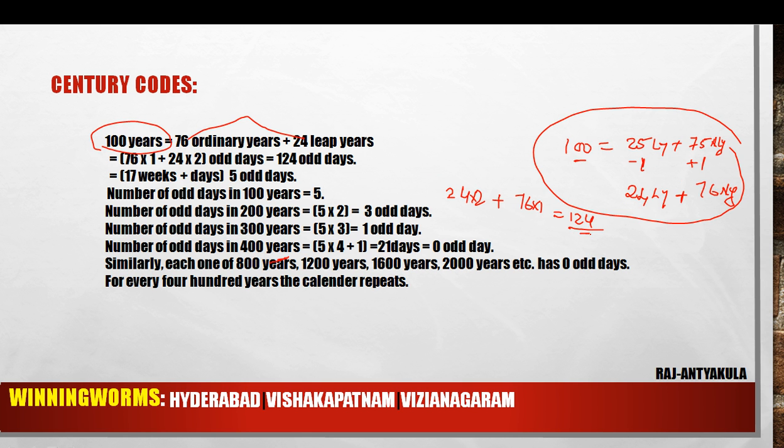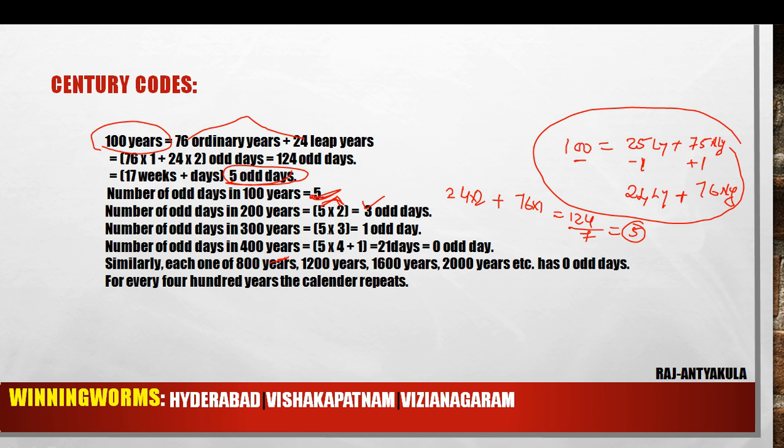So when 124 is divided by 7, it leaves a remainder 5. So for 100 years, how many odd days are there? For 100 years, the number of odd days is 5. This is what we are writing here. Okay. For 200 years, 5 into 2, and how much? 10. When 10 is divided by 7, how much remainder will we get? 3. So for 200 years, the number of odd days is 3.